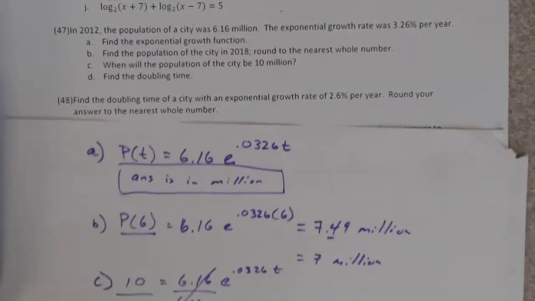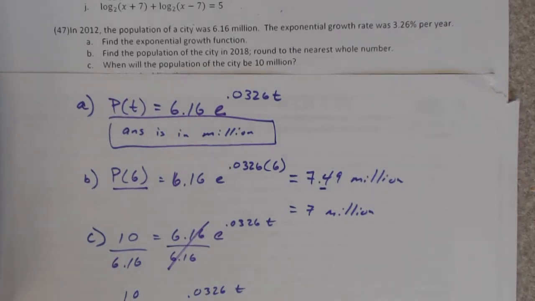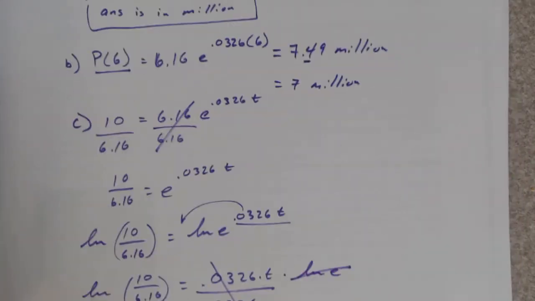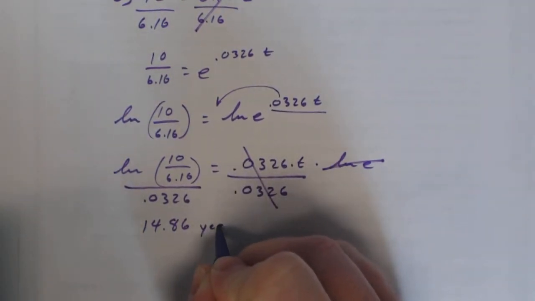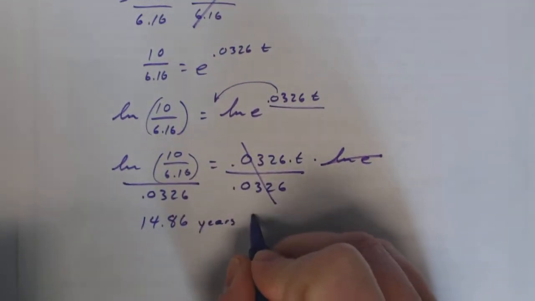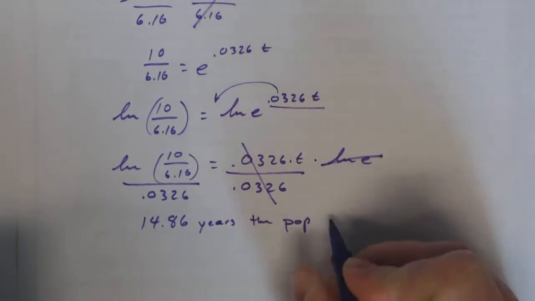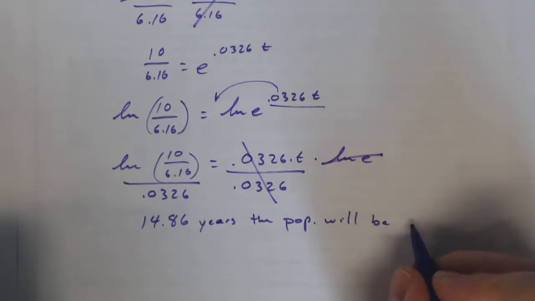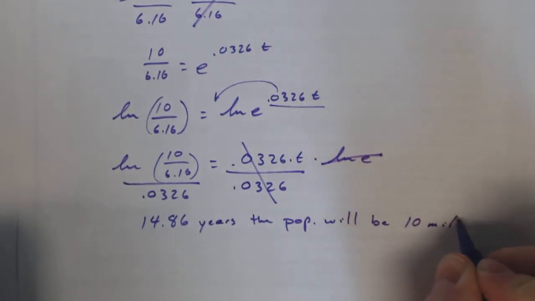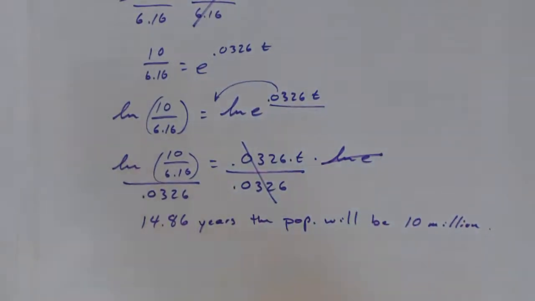And it says to round, it doesn't say where to round. When will the population be 10 million? Well, in 14.86 years, the population will be 10 million. Cool.